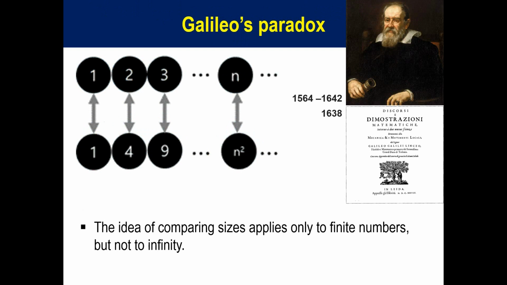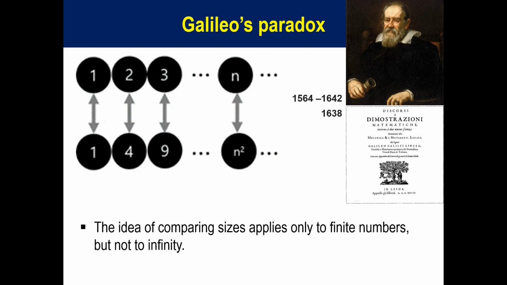And this paradox was first discussed by Galileo Galilei, thus known as Galileo's paradox. Galileo was puzzled by the fact that natural numbers 1, 2, 3, dot dot dot, and their squares 1, 4, 9, dot dot dot, can be paired one to one, so that the number of the natural numbers and their squares may be the same even when it is obvious that there are non-square numbers in the natural numbers, such that the number of natural numbers should be larger than the number of the squares. Thus, he concluded that the idea of comparing sizes applies only to finite numbers but not to infinity.